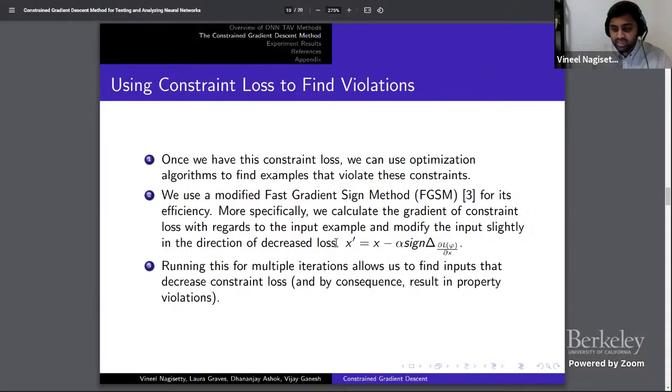and it's been used in many different types of adversarial attacks. Because this is not complete, we're not guaranteed to produce a solution, but we run this for multiple iterations, and we give it a fixed time. And in practice, we find examples that violate these properties in most cases.